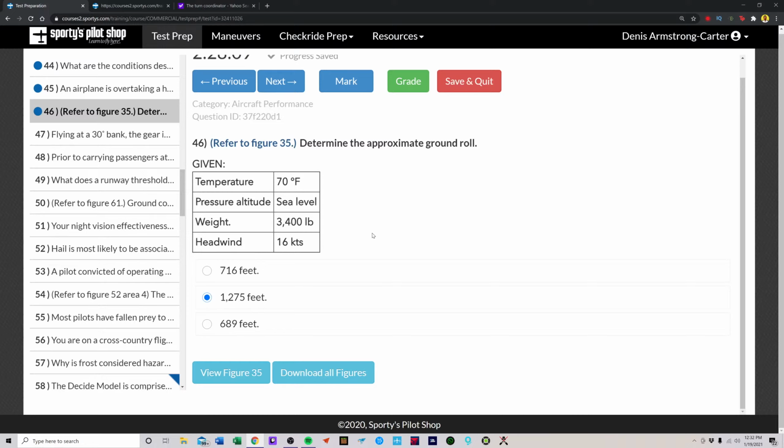So that's the thing about the written test. They won't give you an exact answer. It'll be an answer that's very close to your actual answer. So if it's really close like that, like 1,300 and 1,275, just go with the closest one. That's what they're trying to get you at. So, unless you think you did it wrong.